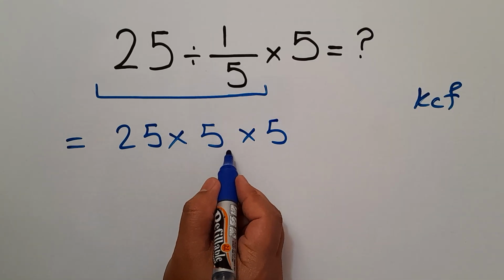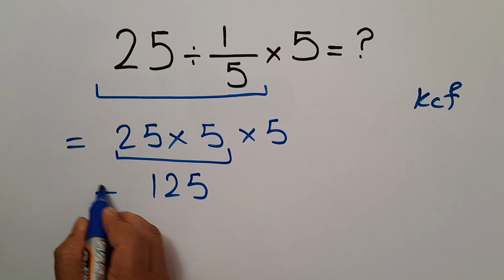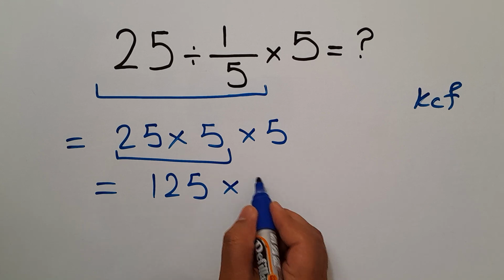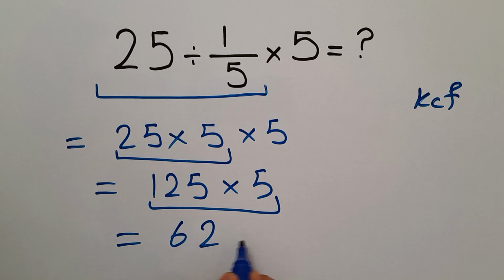25 times 5 gives us 125. So we have 125 times 5 and this is equal to 625. So our final answer to this problem is just 625.